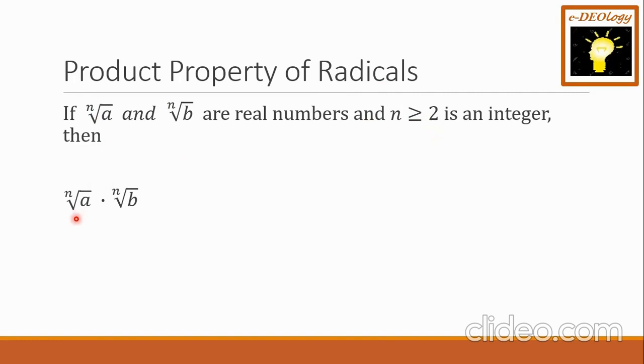Then, if we multiply the nth root of A by the nth root of B, the answer will be the radical with the same index n of the product of A and B. So you see here, the answer is the nth root of AB. This equation here is what we call the product property of radicals.